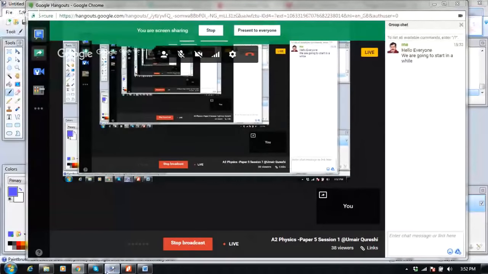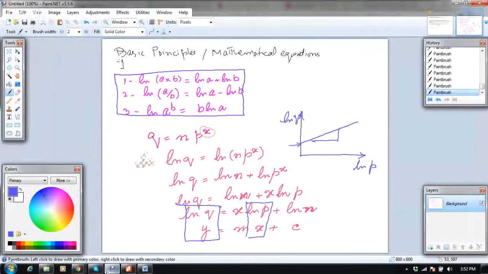Okay, so let me start again. What I was discussing here is that in order to solve paper 5, you need to know that there are some basic mathematical equations that are always required, or mostly required. Most of the time you have these questions, so let me share my screen. So here we go. These are some basic mathematical principles that we always need to remember.